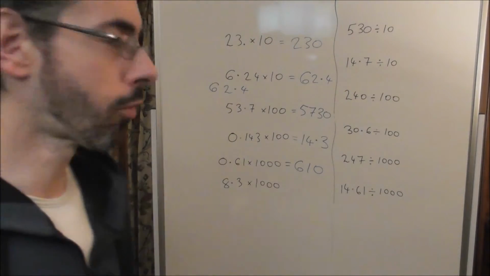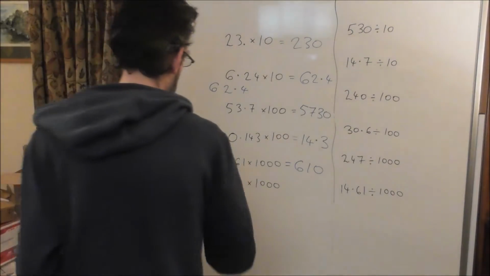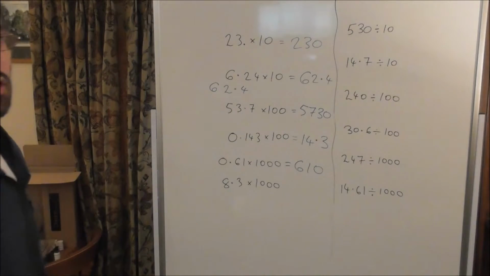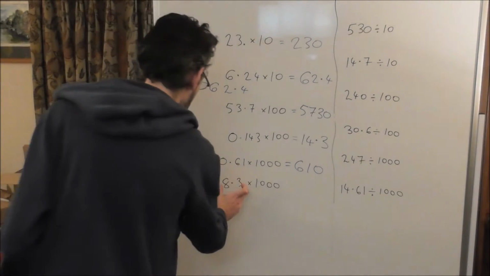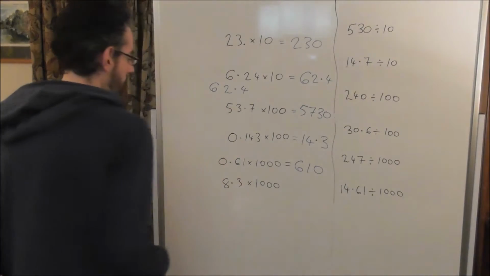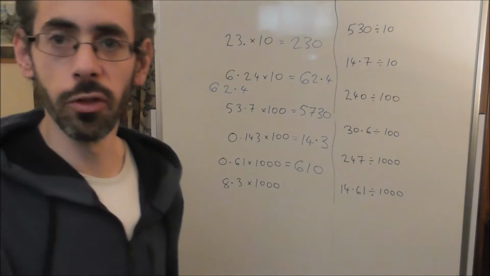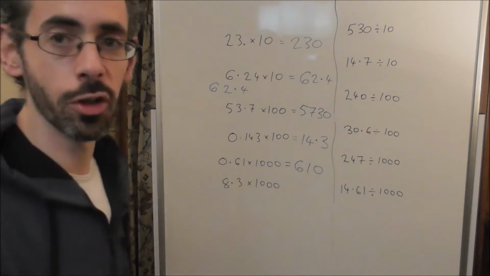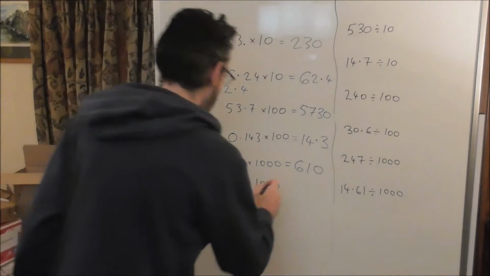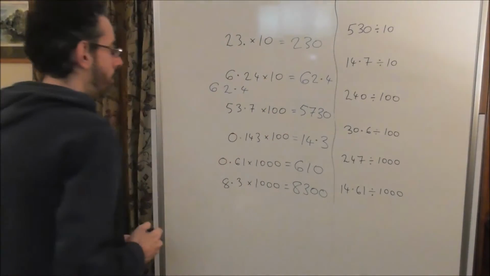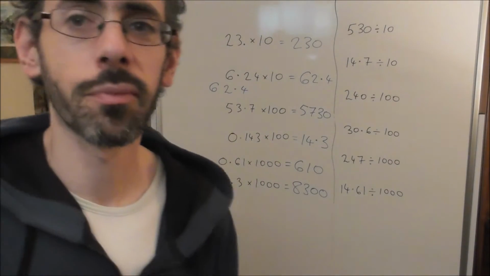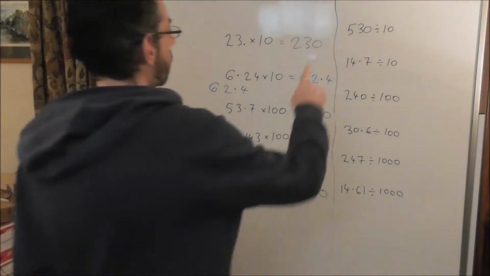And finally, 8.3 times 1,000. Again, you need to move the digits 3 places to the left. If you move the digits 1 place to the left, the 3 will move past the decimal point. And then moving the digits 2 more places, there are going to be 2 zeros after the 3. So it's going to be 8,300. Right, so let's move on to divisions.